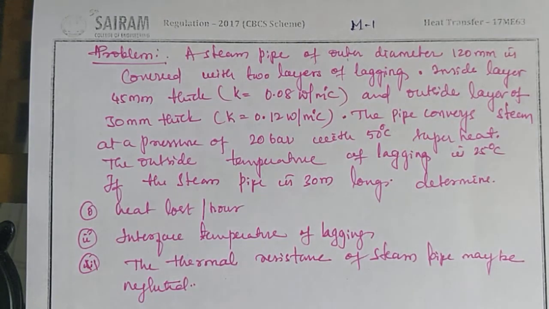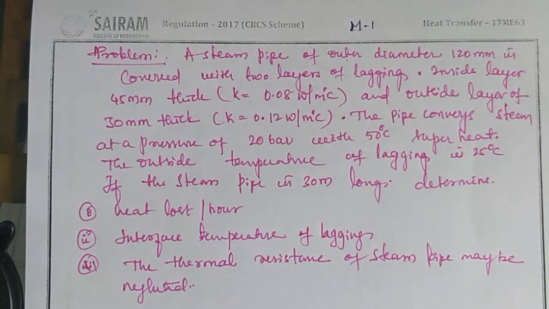A steam pipe of outer diameter 120 mm is covered with two layers of lagging. Inside layer 45 mm thick, K is equal to 0.8 watt per meter degree centigrade, and outside layer is 30 mm thick and K value is 0.12 watt per meter degree centigrade. The pipe conveys steam at a pressure of 20 bar with 50 degrees Celsius superheat. The outside temperature of lagging is 25 degrees centigrade. If the steam pipe is 30 meter long, determine the heat loss per hour.